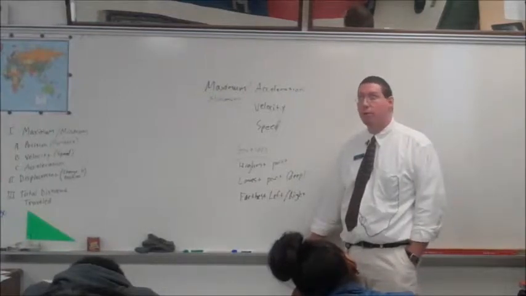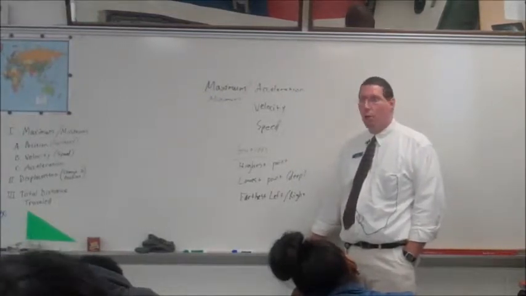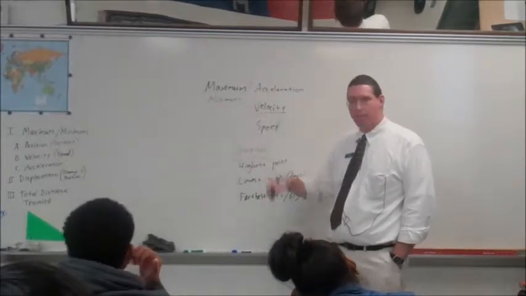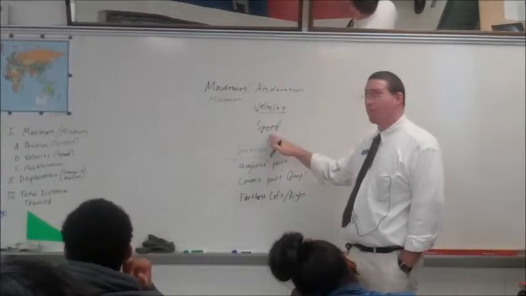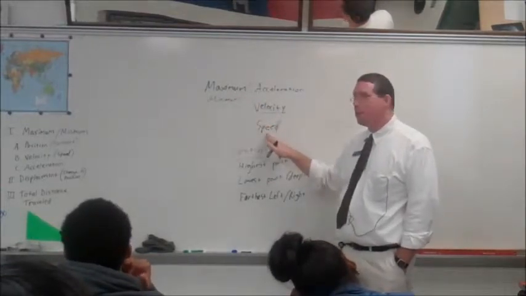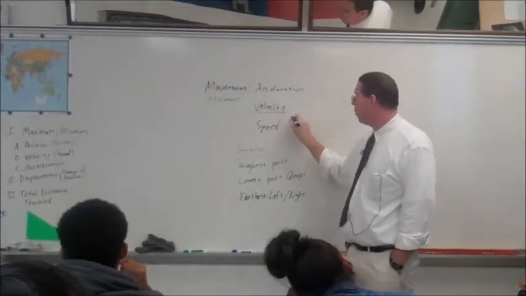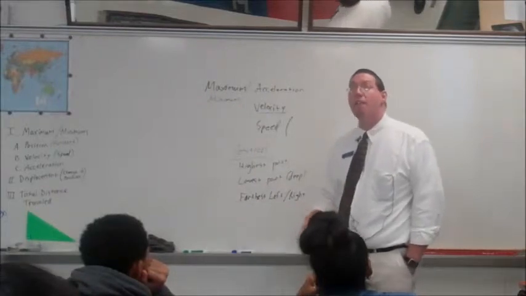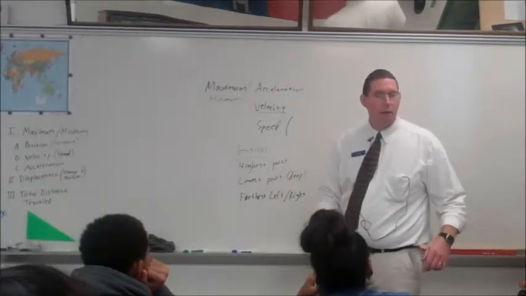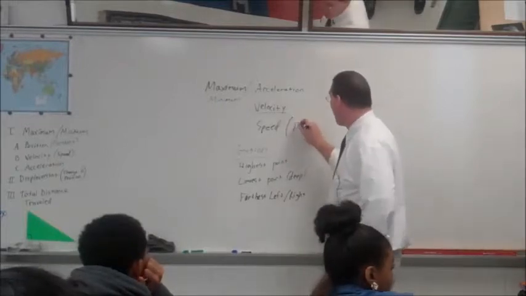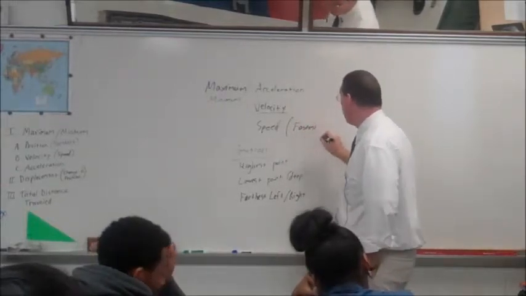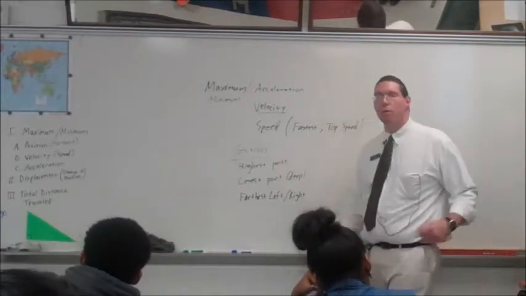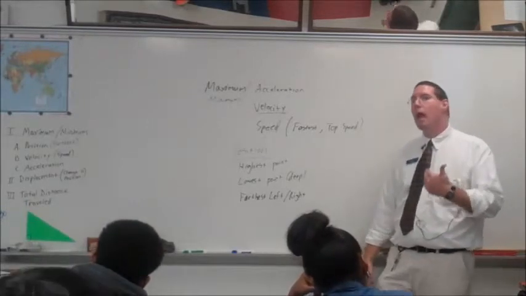What is the maximum acceleration? What is the minimum acceleration? When we talk about velocity, we usually say, what is the maximum velocity? What is the minimum velocity? Speed has a few different things. We can say, what is the maximum speed? What is the minimum speed? Or, what are two other words that you might use to say maximum speed? Fastest. Top speed. Yeah, there you go. Fastest. Slowest. Top speed. These are all things that you can say to imply.